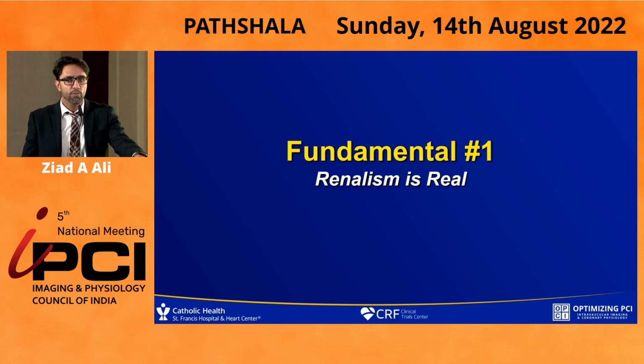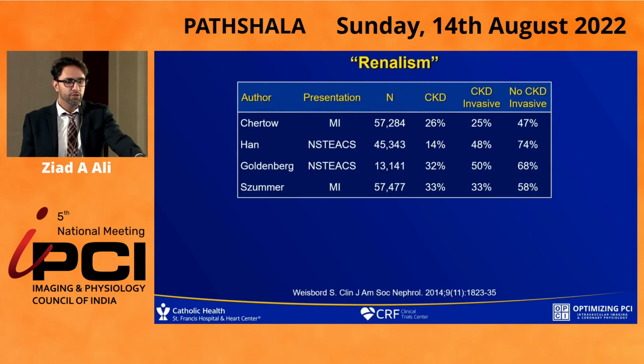So fundamental number one is that renalism is real. Renalism is essentially racism for people with CKD. And let me prove to you what renalism actually is. I think we can all agree there's probably no better indication for coronary angiography than a heart attack. So here are patients who present with a myocardial infarction, and you can see that the patients who have CKD have a dramatic reduction in invasive coronary angiography compared to those patients with no CKD.